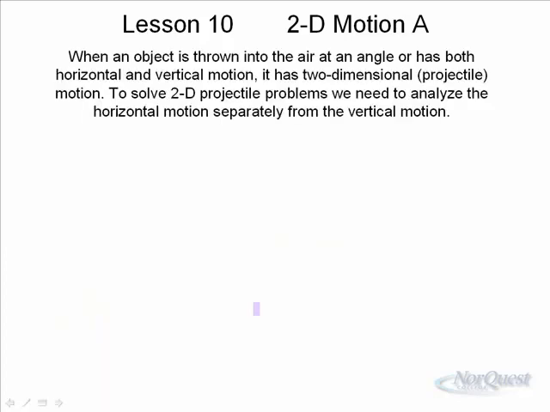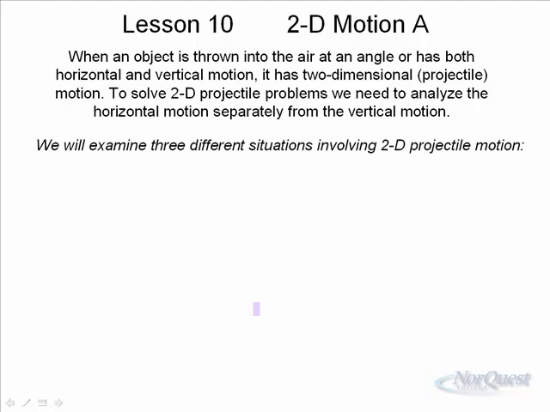So the three types of two-dimensional motion we really want to focus on are projectile motion, that is when an object is thrown into the air and influenced by gravity. So it has two components of velocity: horizontal and vertical. The horizontal motion, of course, is not affected by gravity, whereas the vertical motion is affected. We'll look at three different situations using two-dimensional projectile motion.